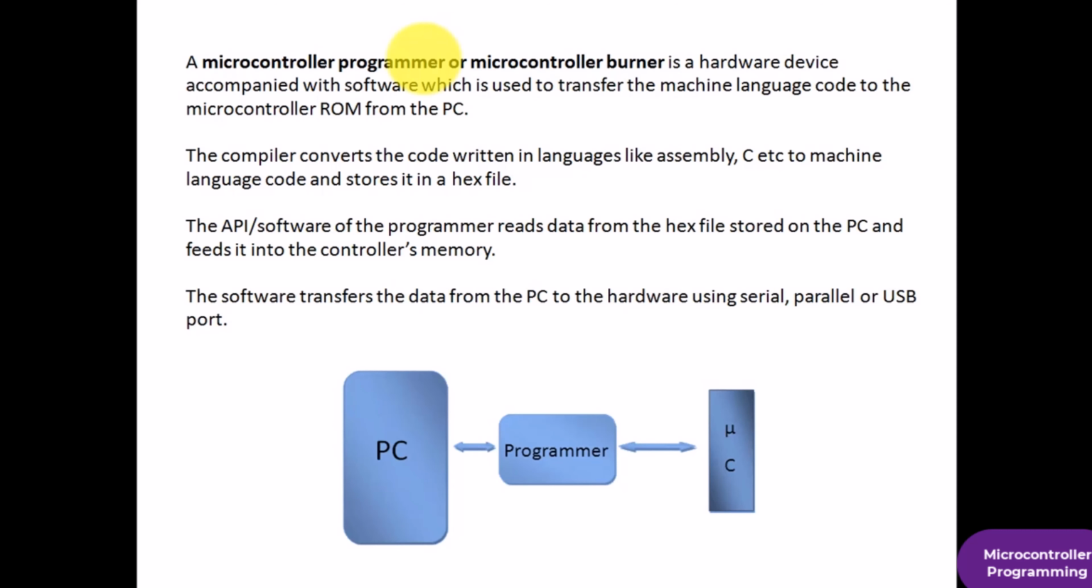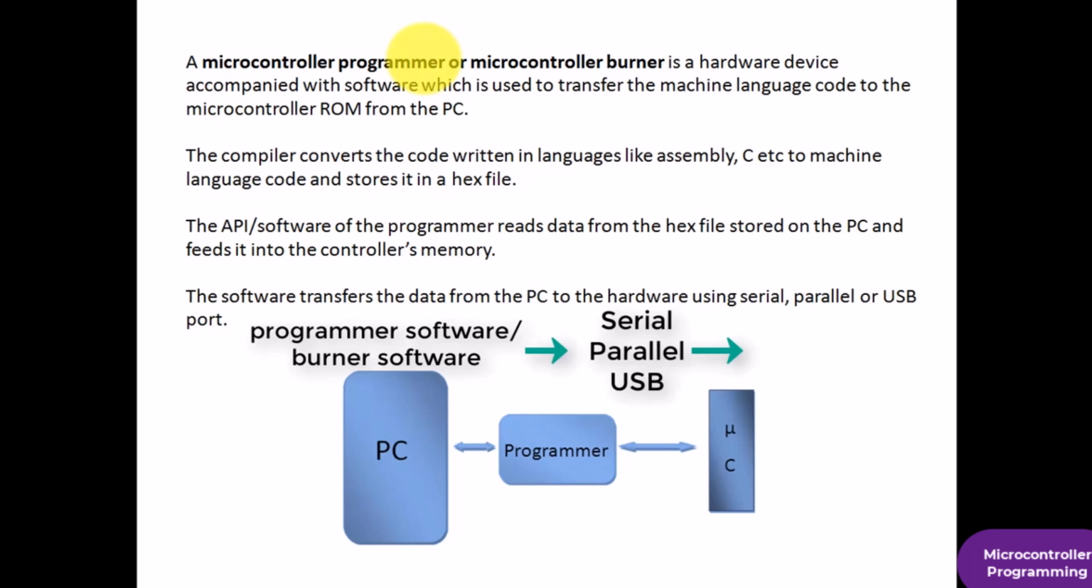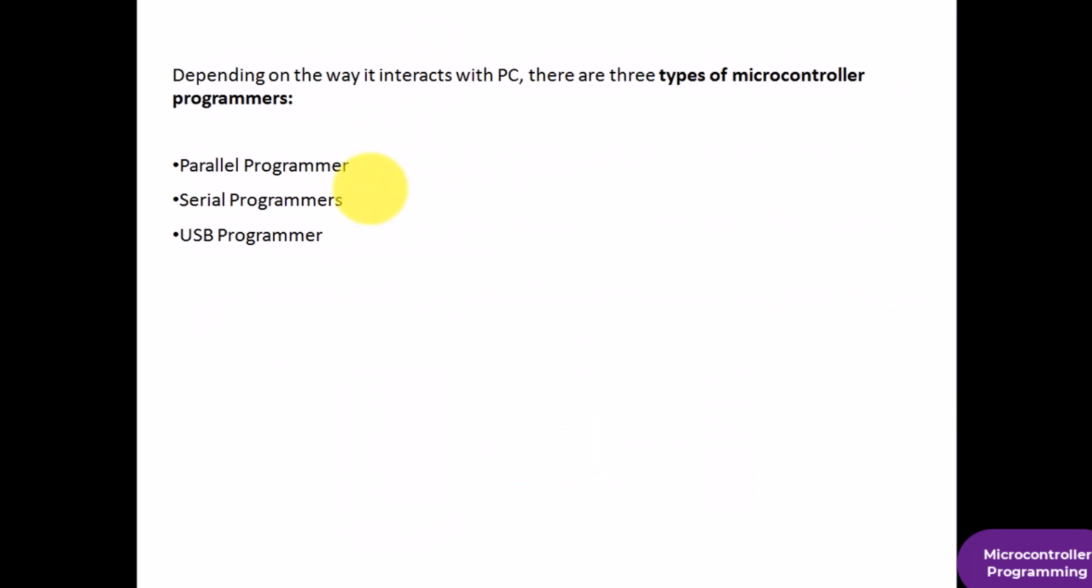The software of such a microcontroller programmer reads data from the hex file stored on the PC and feeds it to the microcontroller's memory. Such software transfers data from the PC to the hardware using either a serial, parallel or USB port. Depending upon the way it interacts with the PC, there are three types of microcontroller programmers: parallel programmer, serial programmer and USB programmer.